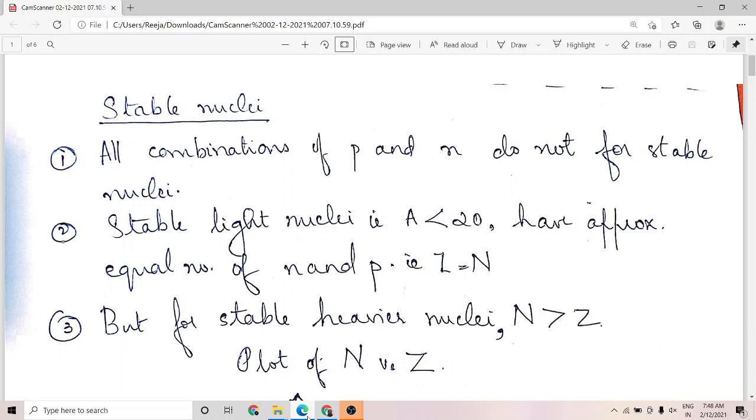A stable nucleus is one which has a minimum energy. Now, as you all know, a nucleus contains protons and neutrons, and not all combinations of protons and neutrons correspond to a stable nucleus. In light nuclei, the majority are stable when their number of protons is equal to the number of neutrons. By light nuclei, we mean those nuclei whose atomic number is less than 20.